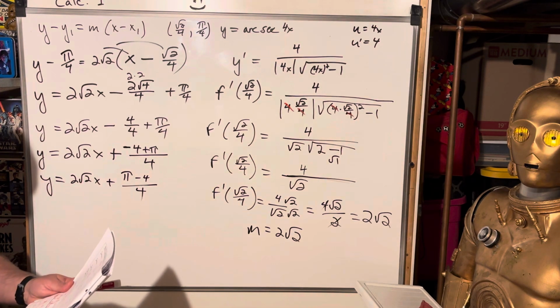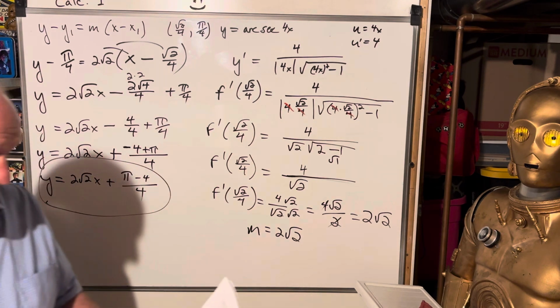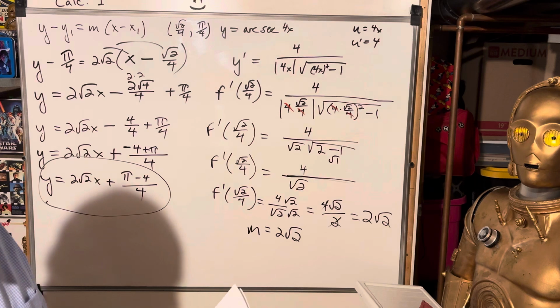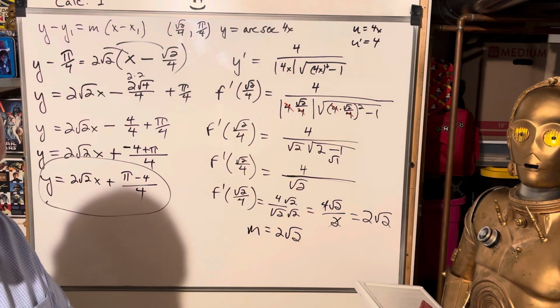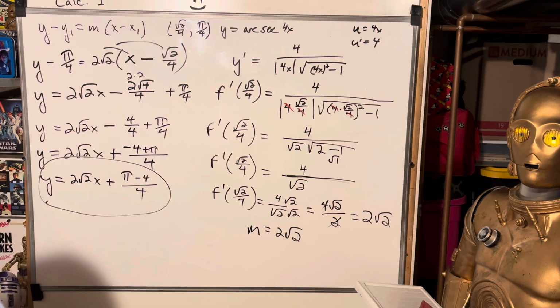Lovely dovely. That is the equation of the tangent line to the graph, the arc secant of 4x at the square root of 2 over 4, comma, pi over 4. All right, that is it for 3.7.